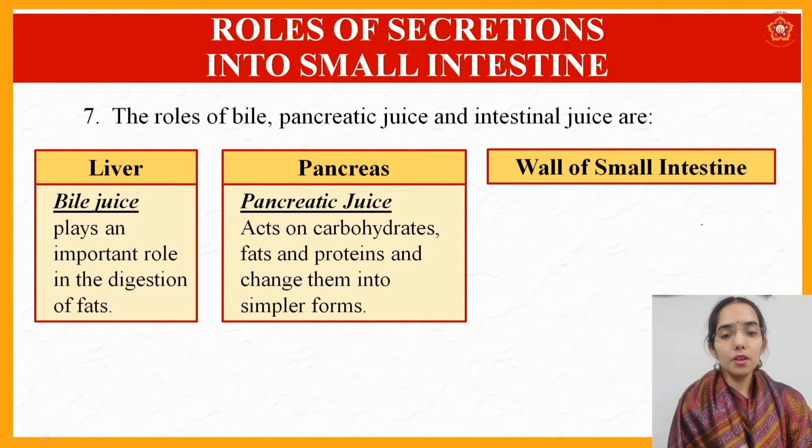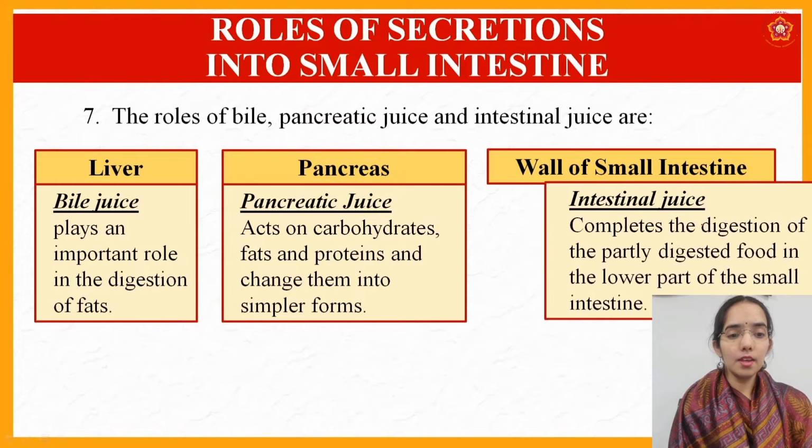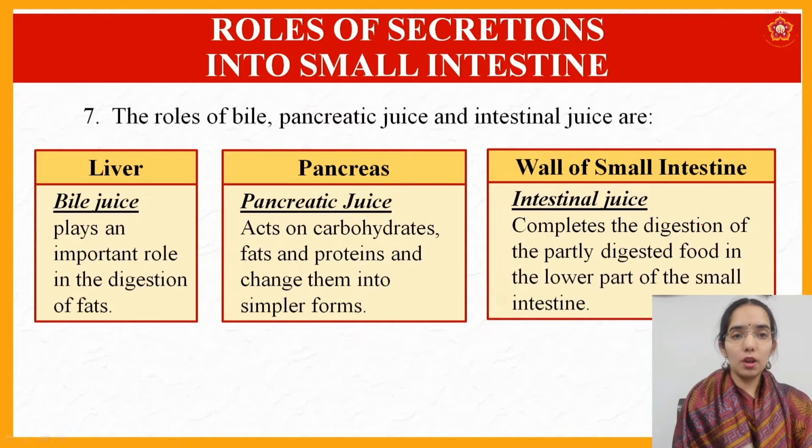So whatever carbohydrates, fats and proteins are now left, which were not digested previously, now get digested by the pancreatic juice. Now the walls of the small intestine secrete intestinal juice, and it completes the digestion of partly digested food in the lower part of the small intestine. So whatever is left, that all gets digested in the lower part of the small intestine by the intestinal juice.